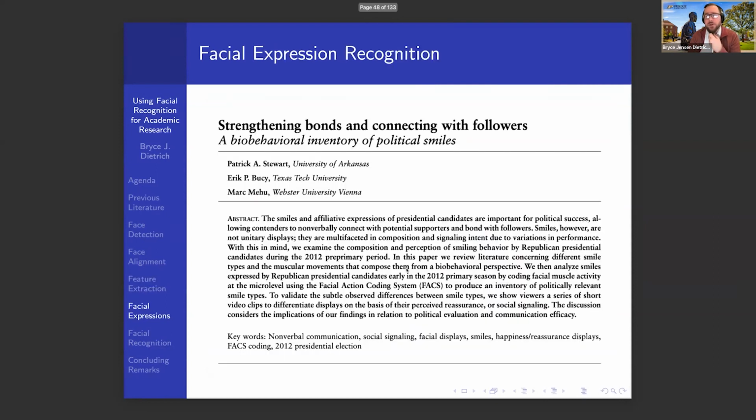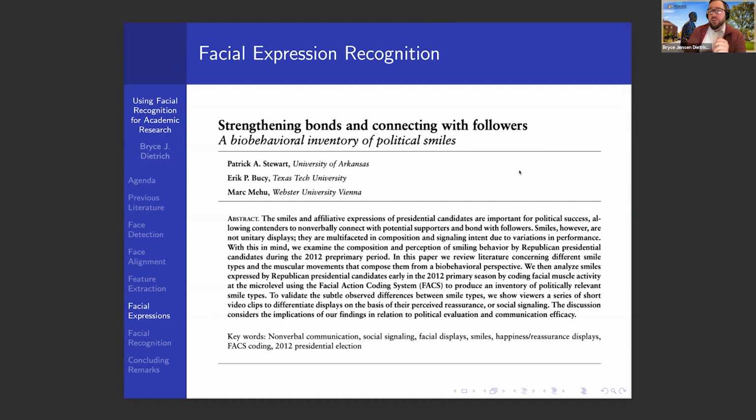So the first thing I'll talk about is Patrick Stewart and Eric Busey's work. Again, I referenced this at the beginning. These folks have done a lot of work with respect to facial recognition, and so their work is definitely a good place to start in terms of what I would use this type of model for in terms of social science inference. When I say papers, there is an extensive literature that Patrick Stewart and Eric Busey have produced on these topics.